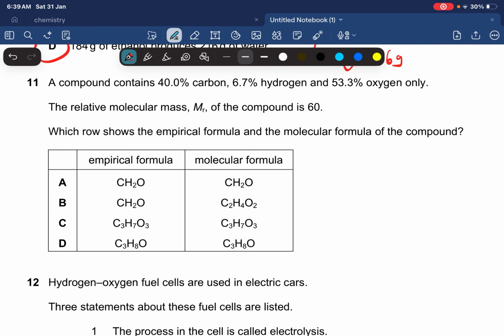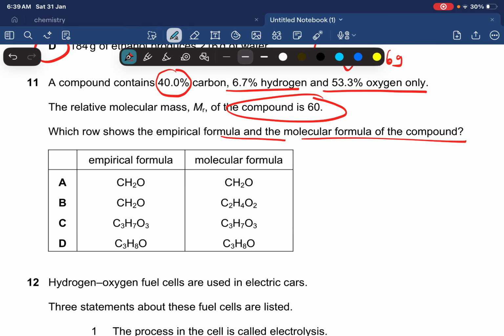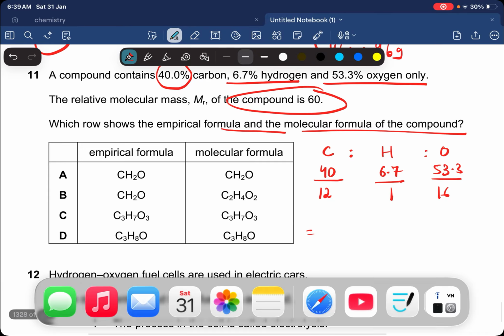Okay. A compound contains 40% carbon, 6.7% hydrogen, and 53.3% oxygen only. The relative molecular mass of the compound is 60. Which row shows the empirical formula and the molecular formula of the compound? Okay, we have to calculate it. Carbon, hydrogen, oxygen: this is 40, this is 6.7, this is 53.3, divided by 12, divided by 1, divided by 16. Going to go on my calculator.